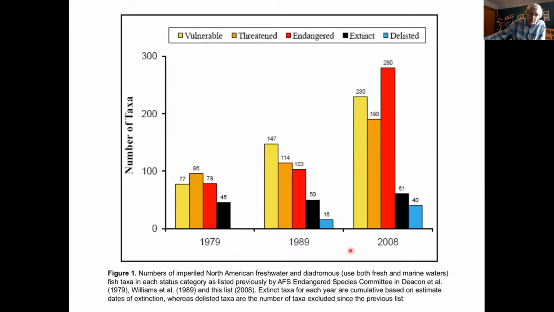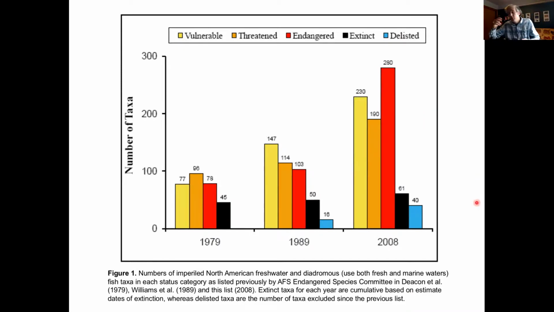Well, let's look at it through time. So on this we've got a bar chart here. We've got time on the x-axis, number of taxa, number of species on the y-axis. And we look at the number of vulnerable species, number of threatened species, number of endangered species, number of extinct species, and the number of delisted species. So what are we seeing as we go through time? Well, we're seeing an increase in the number of endangered species. We're seeing an increase in the number of extinct species. And the number of delisted species is relatively small compared to the species that are going extinct and endangered.